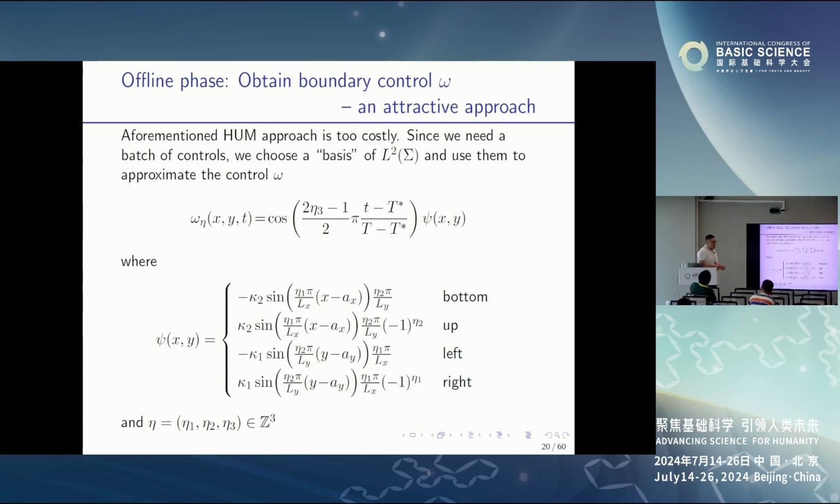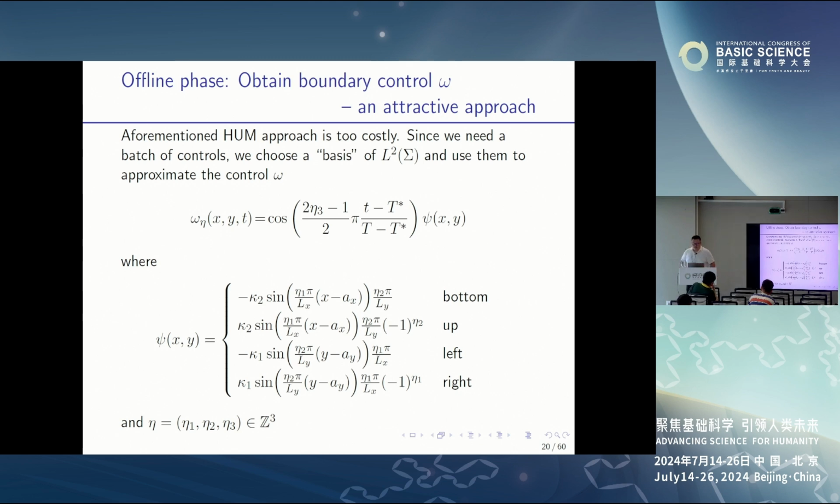Then the way to do it, I think maybe we can use something we can call the targeting method. Basically, we build a nice basis for the boundary controls in L2 of sigma. For each basis function, we solve one heat equation. Then we know the targets, and those targets should form another basis for the target function space. Then we can do a projection onto this target function space, find the coefficients, and build the boundary control. That's the idea.